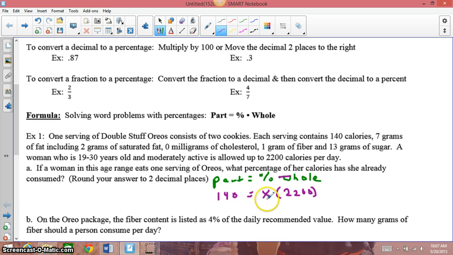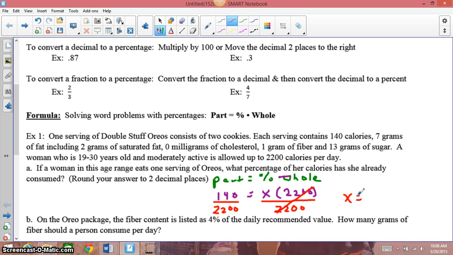In a case like this, since you're trying to solve for X, this is X times 2,200. To undo multiplication, you divide. You always divide by the number beside your letter. So the number right here beside my letter is 2,200. So I'm going to divide both sides by 2,200. Doing that over there on the right-hand side, they cancel out, just leaving you with X.